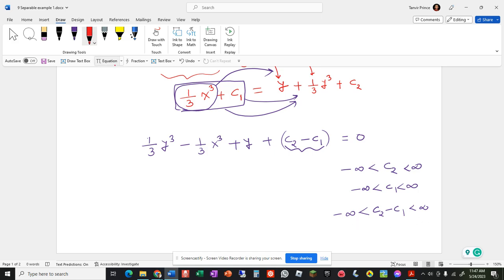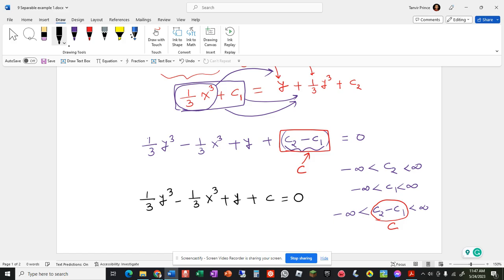So why call it c2 minus c1? Why not just call it c? I can replace c2 minus c1 by just one constant. Just call it c. At the end of the day, it's a number. Why call it c2 minus c1? Just call it c, right? So finally, what I have is 1/3 y cubed minus 1/3 x cubed plus y plus c equal to 0.